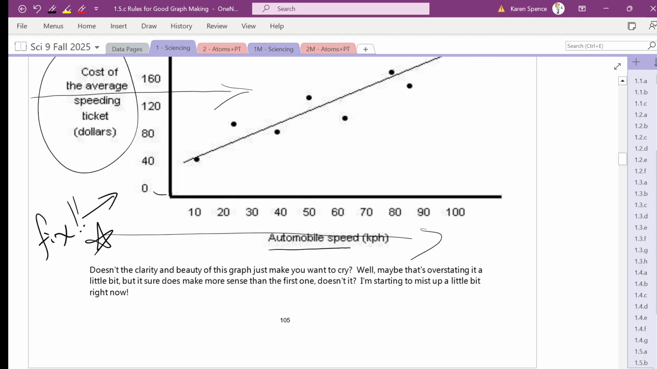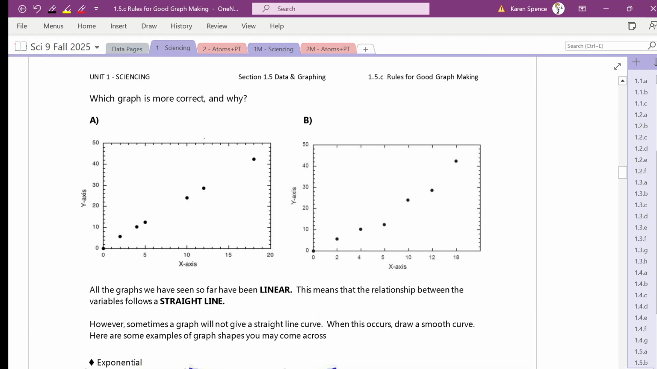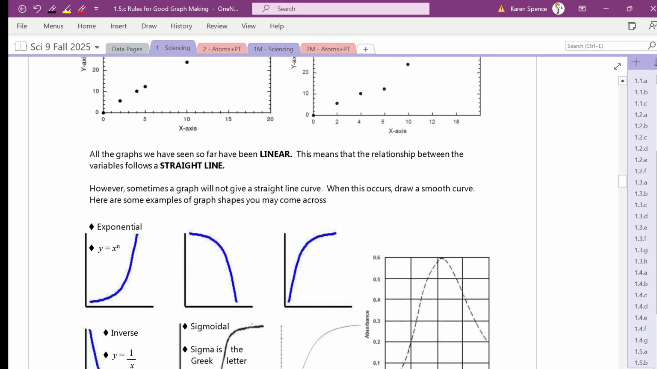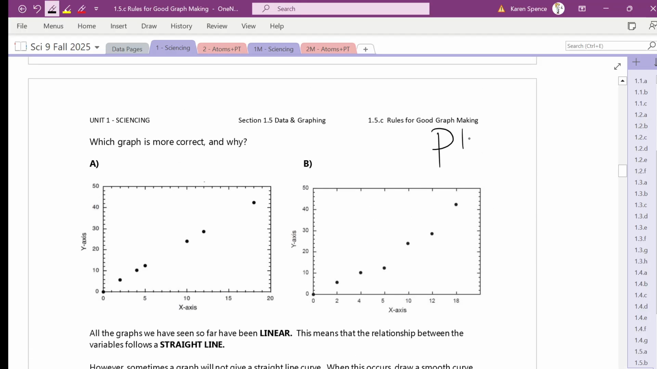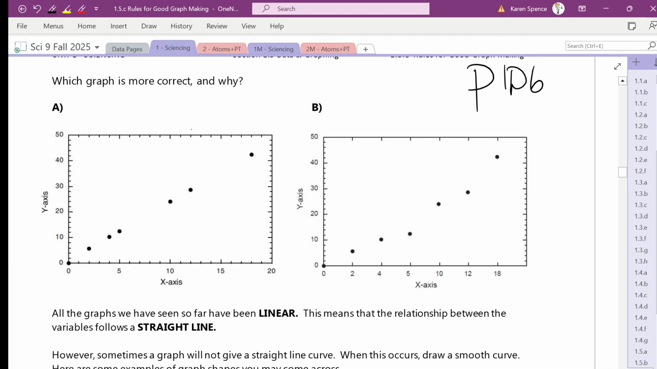Doesn't the clarity and beauty of this graph make you want to cry? Doesn't it? No. But does it make more sense than the original one? Yes. Okay. Out of these two graphs on the next page, so we are now on page 106, which of these two graphs is more correct and why? Tell your partner, discuss with your partner.